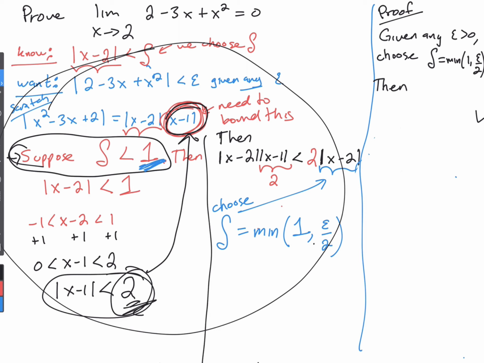Okay, all right. So what follows logically from this statement right here? That if you choose delta to be the smaller of 1 and epsilon over 2, then what can you say? Absolute value of x minus 1 is going to be less than 2, right? This one right here? Yes? So you don't have to do all this work again, right? Just if delta is the smaller of 1 and epsilon over 2, x minus 1 is less than 2. Yes? Okay, all right.